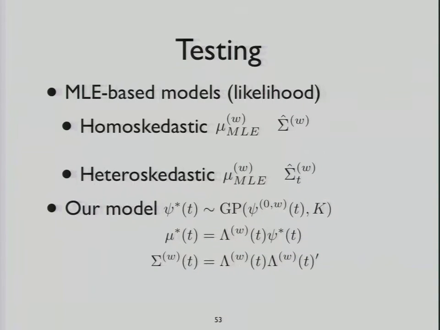So we're going to compare against a couple of other model formulations. First, we have a homoscedastic model. So this, we estimate the mean of 102 sensors independently using an MLE, so just taking the average of the 15 single trials, and estimate a static covariance matrix using the full time course. Then we have a heteroscedastic model, which incorporates the same mean estimated for the 102 sensors independently. But now we're going to use a shifting window to estimate a time-varying covariance matrix. And our model is a mean that depends on this child latent process centered around the parent and the factor loading matrix lambda, and a covariance matrix that's a function of time that depends on lambda.